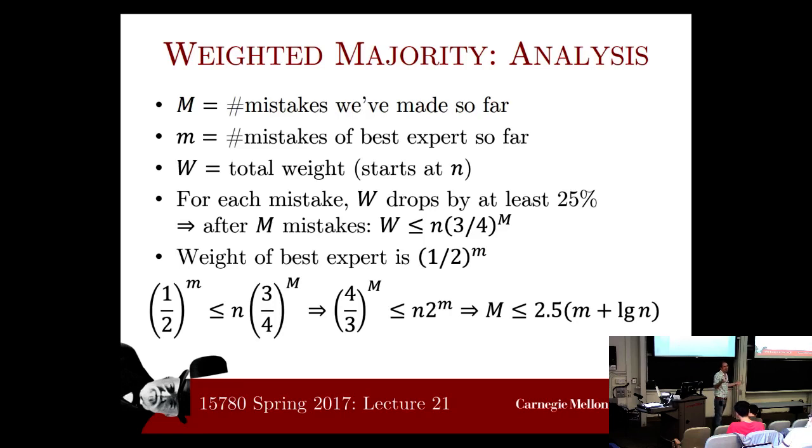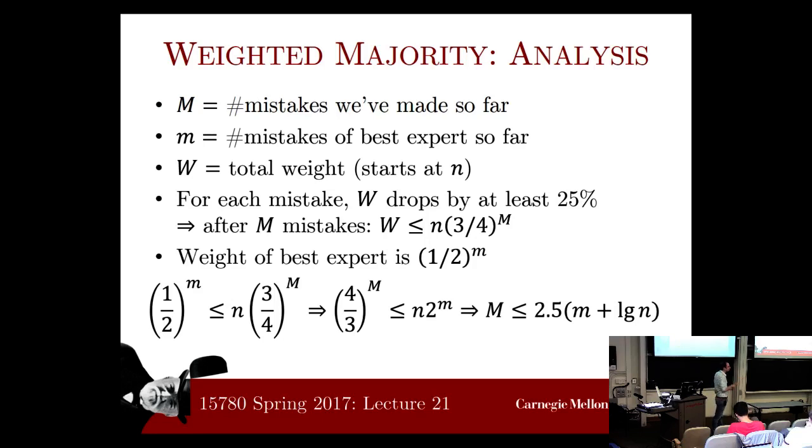system. It's a very loose bound. We just say, of course, the best expert's weight can't be more than the total for all of the experts in the system. So the weight of the best expert is at most the total weight in the system, which is at most W, which is at most this. Then by rearranging, we get this inequality. And by taking log base 4/3, we get that capital M is at most 2.5, it's even like 2.4, times m plus log n. The 2.5 is roughly log base 4/3 of 2.